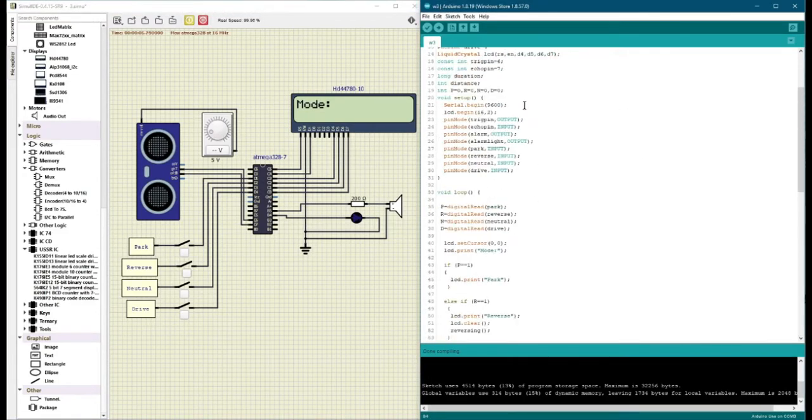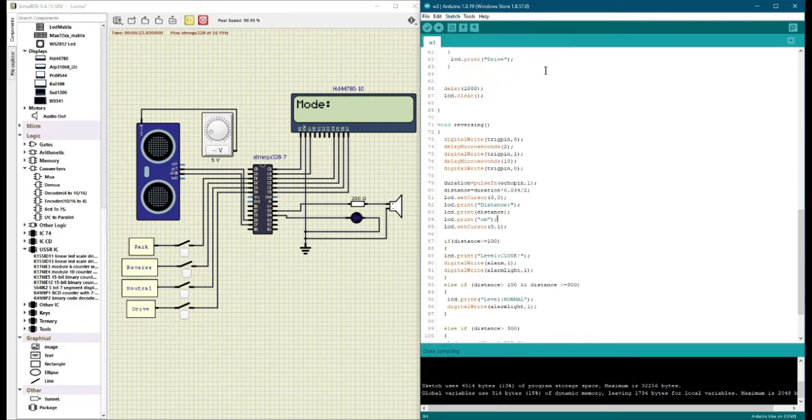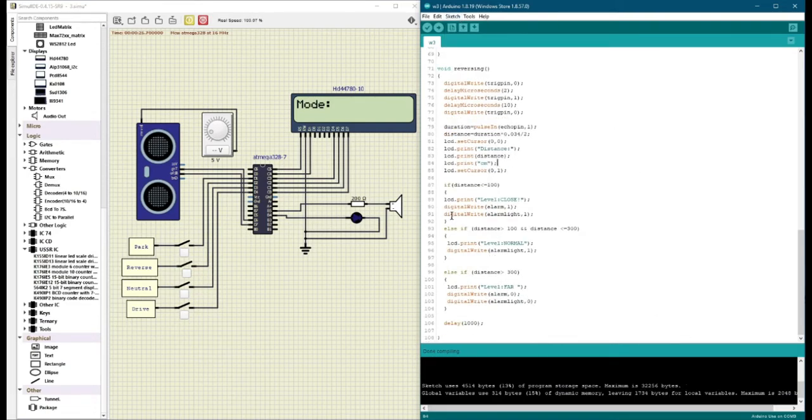In this task, in week 3, we'll implement a car mode distance display system. The right one will show the code and the left one is the simulation circuit. When we compile, it shows we don't have any problem. At the beginning of the system, it will display the mode. We don't need the ultrasonic sensor yet when using modes other than reverse. Then the LED and buzzer will remain stationary.